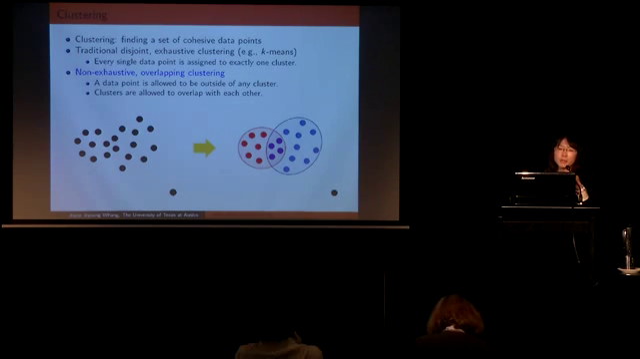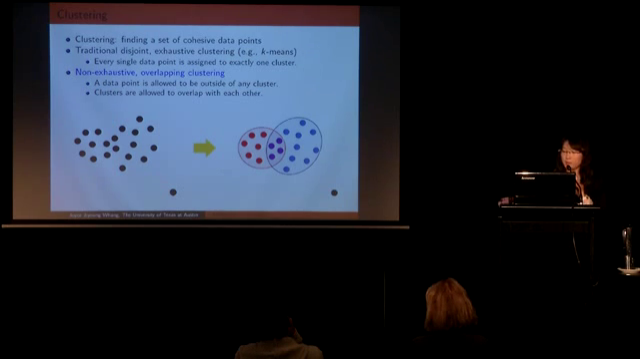Clustering is a very fundamental data mining task, and the goal of clustering is to find a set of cohesive data points. Traditional clustering algorithms like k-means find a clustering that is disjoint and exhaustive. That is, every single data point is assigned to exactly one cluster. However, in many real-world datasets, the clusters can overlap with each other, and there are often outliers that do not belong to any cluster. So we recently studied non-exhaustive overlapping clustering, where a data point is allowed to be outside of any cluster, and clusters are allowed to overlap with each other.